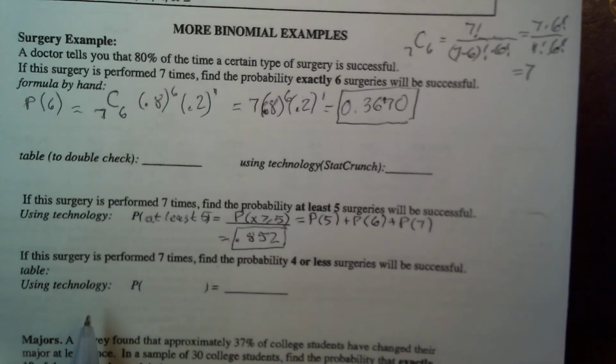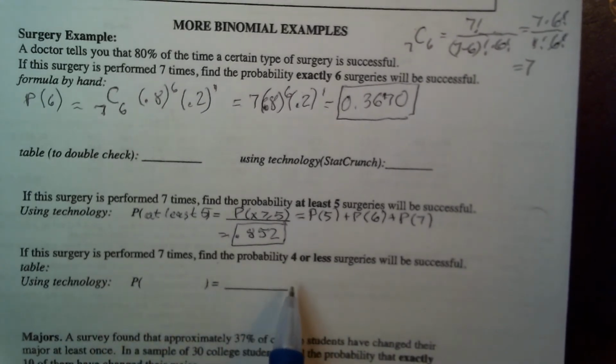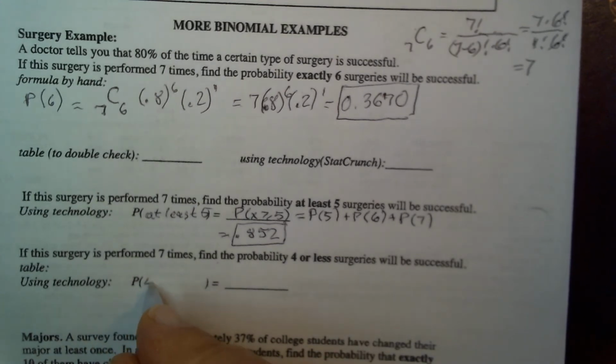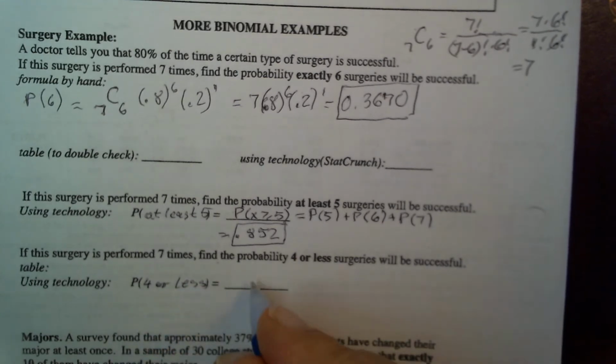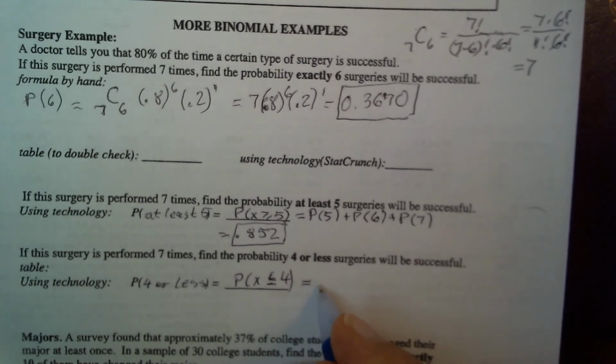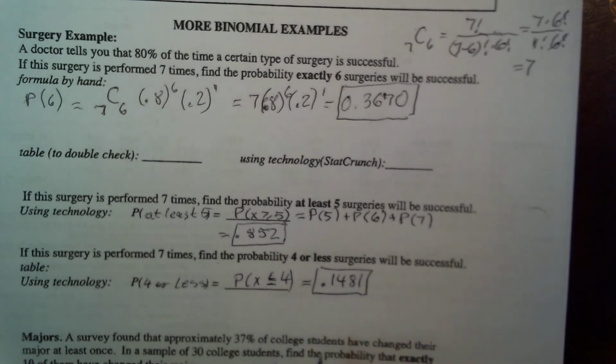Similarly, if the surgery is performed 7 times, find the probability 4 or less surgeries will be successful. So 4 or less means the probability that x will be less than or equal to 4. And by computing that correctly, either with technology or doing it longhand, that turns out to be 0.1481. So about 15%, roughly speaking.